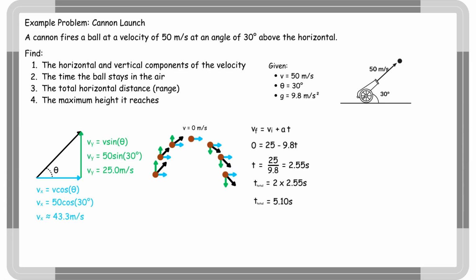Now, let's find the range, the total horizontal distance. Use x equals v sub x times t. That's 43.3 times 5.10. The range is about 220.8 meters.